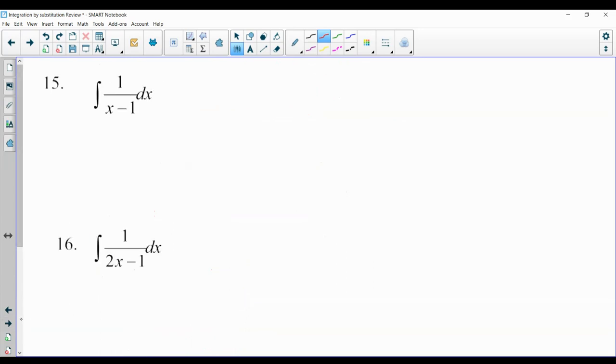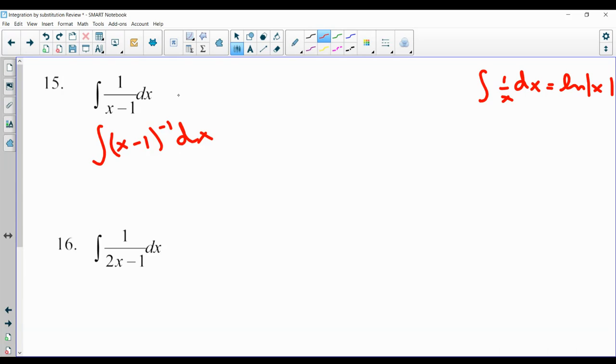Okay, moving on. All right, so here's some ln stuff. All right, yikes, here we go. Whenever I see this, I think, let me bring it up and write it as (x minus 1) to the negative 1 dx. So when I see that, I'm thinking, I can do anything to the negative 1. Maybe I should write that over here. The integral of 1 over x dx is the ln of the absolute value of x.